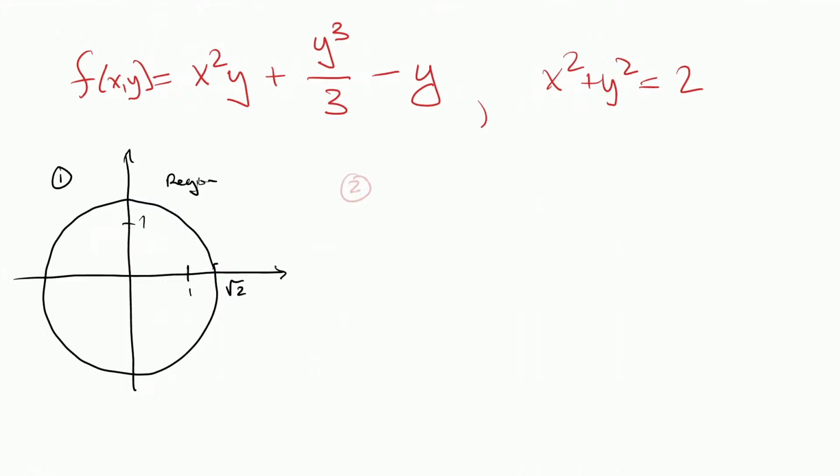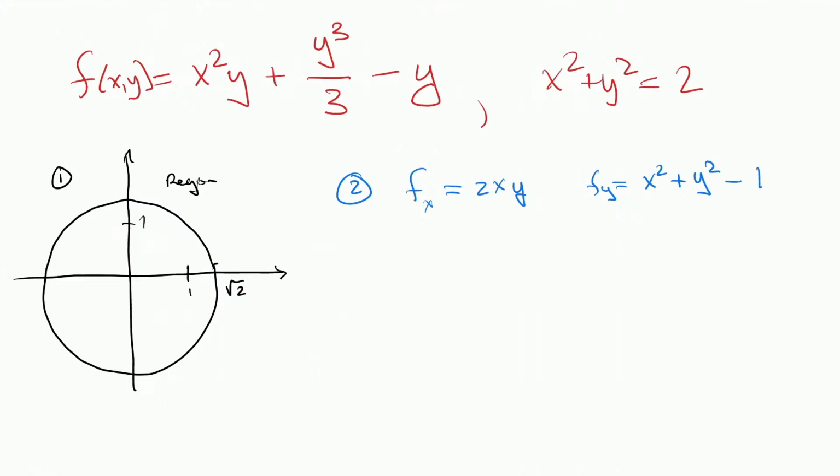Number 2. Oops, no, I don't want to use red. Use a different color. Okay, number 2. We're going to get the critical points in the region. I'm going to do this so that I can do it quickly. Oh, not f prime, it's f sub x. So 2xy, that's f sub x. F sub y is x squared plus y squared minus 1. Okay, double check my math.